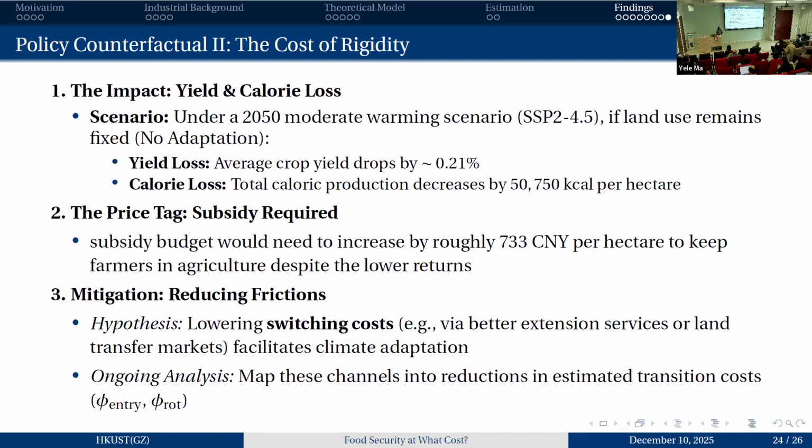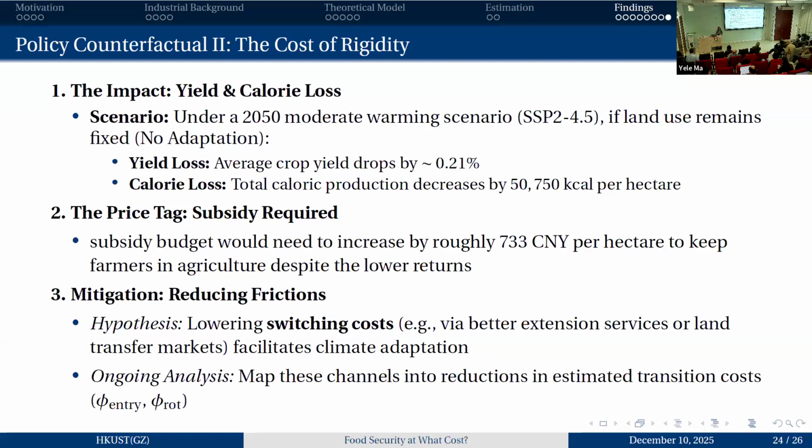How much subsidy should we give to the farmers? We calculate the amount to be roughly 700 CNY per hectare to keep the farmers still in agriculture despite their low returns. And at last, in the future, we want to build a hypothesis about the reducing friction scenarios.